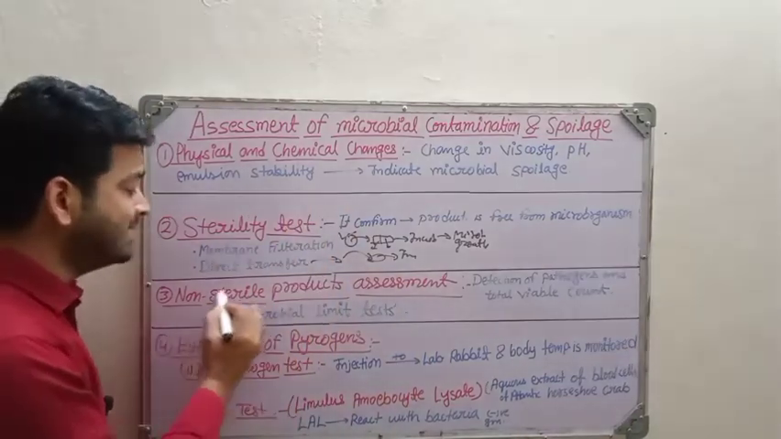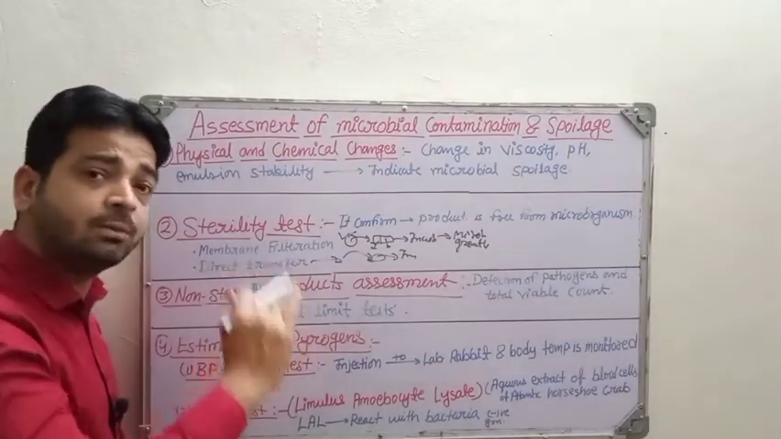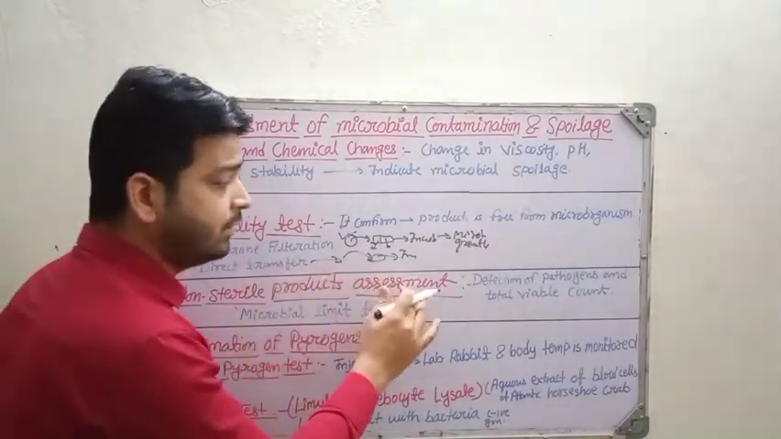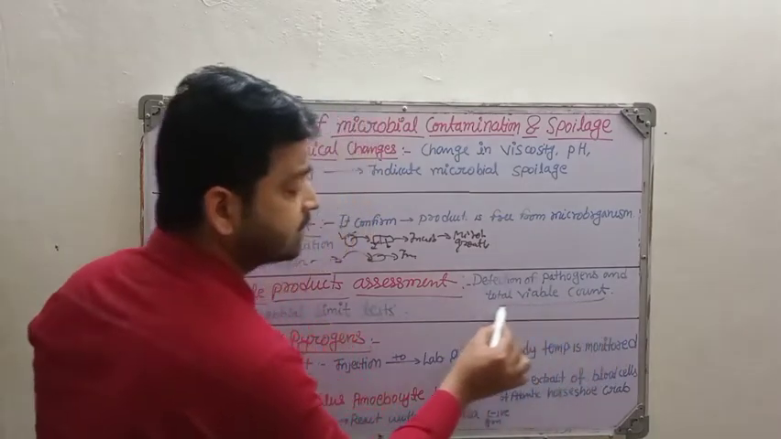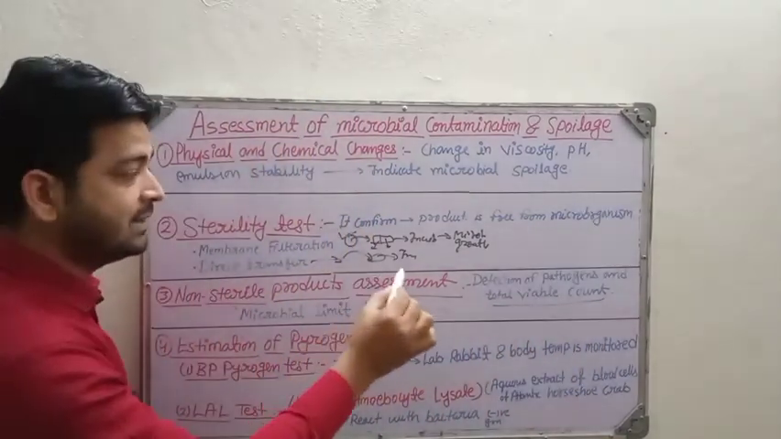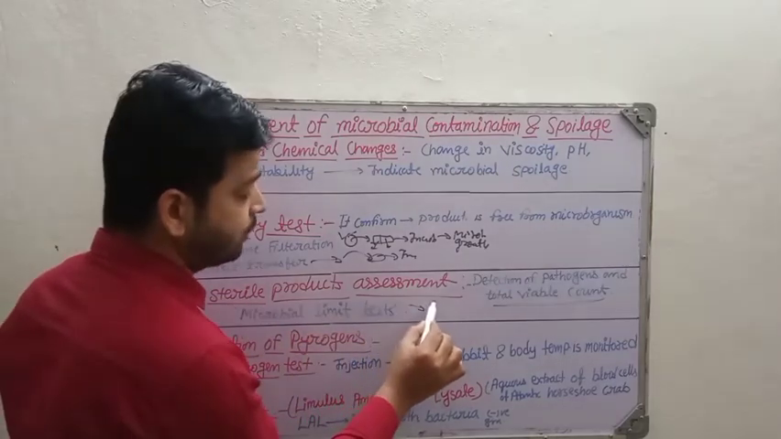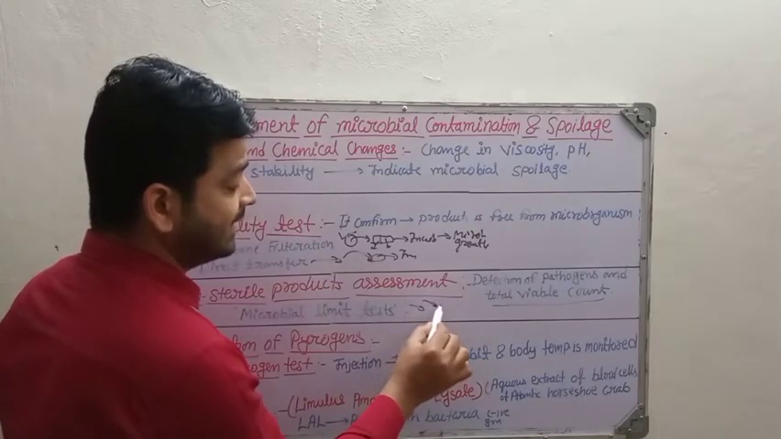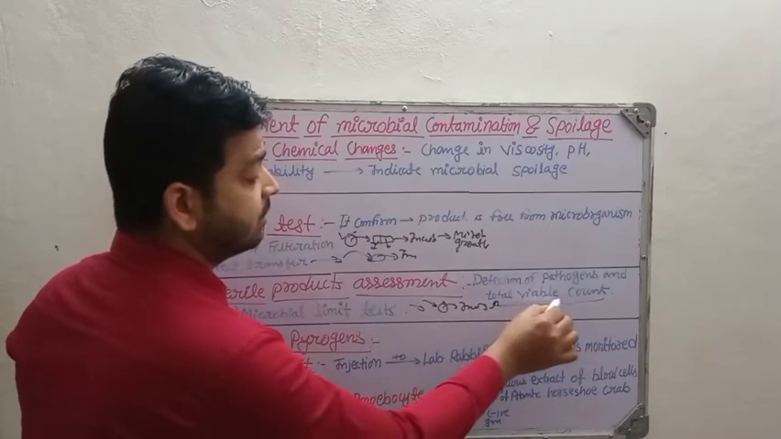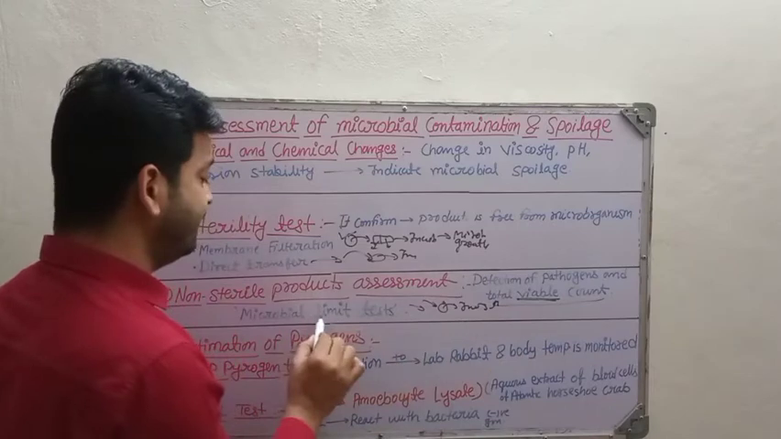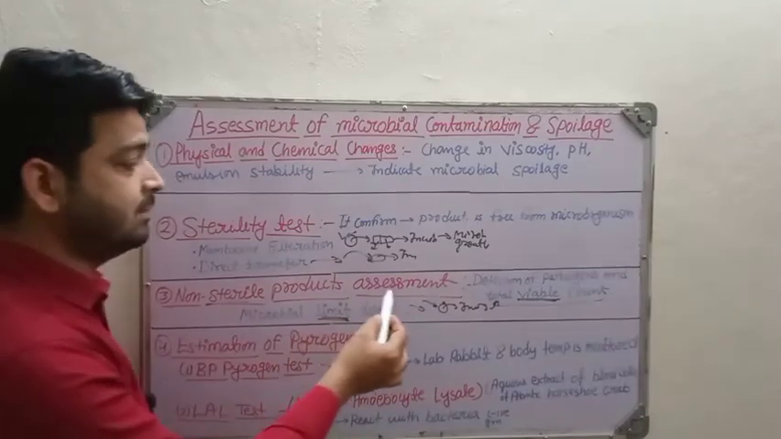The third one is non-sterile product assessment, right? This is for a product for which sterilization has not been done. How are we going to do the assessment? By the detection of pathogens and the total viable count. To find the number of microbial cells present, we do the microbial limit test. We take the product as a sample and incubate it. After incubation we count the number of viable cells present and compare with the limit for the particular product, how many microorganisms can be there. That is how we assess it.